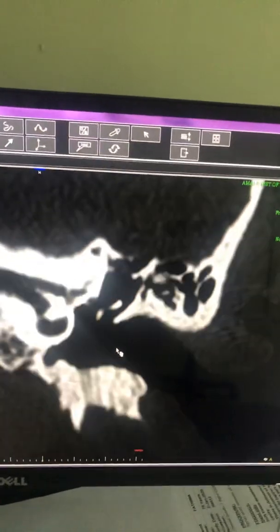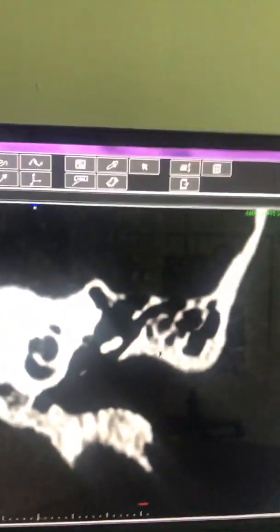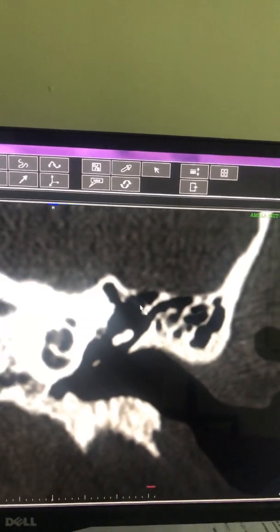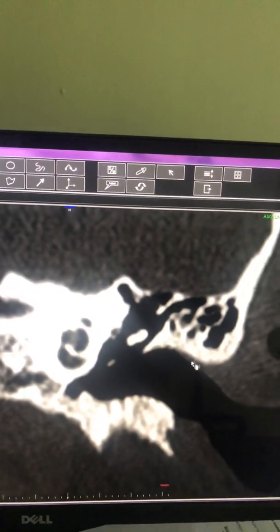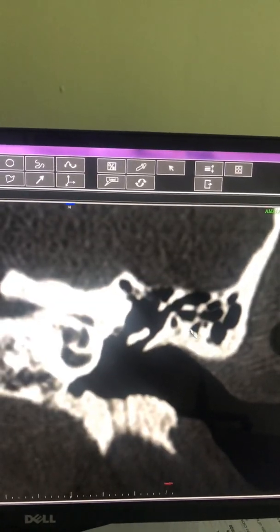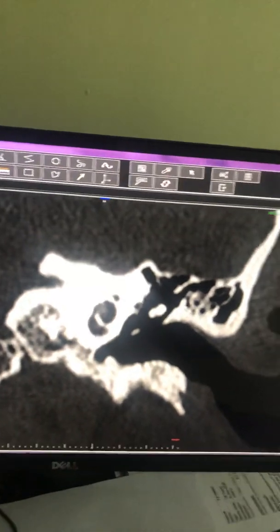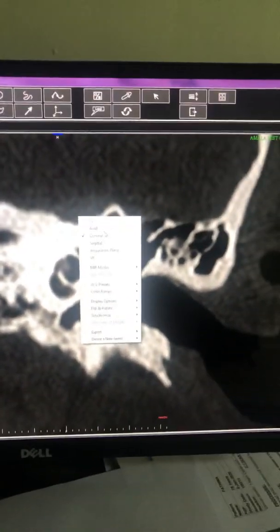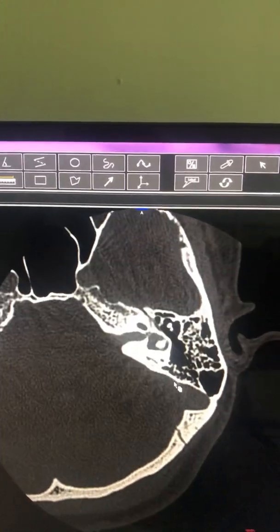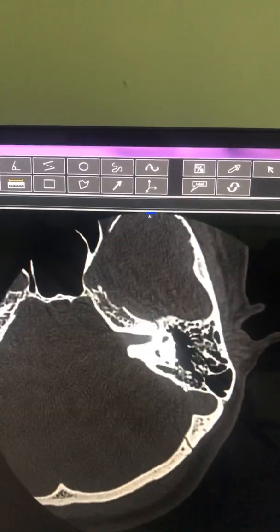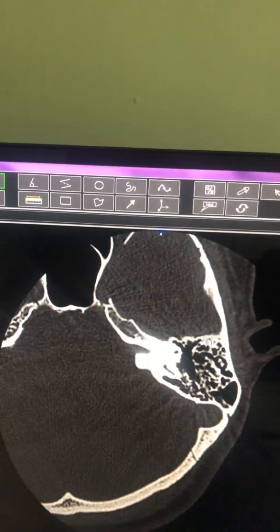Something which is very easy to adjust and see is the tegmen tympani. This is the thin top bone which separates the ear from the rest of the brain. If the tegmen tympani is dehiscent, it should be reported. It is easier to see in coronal images, but also in axial sections it can be seen. As I told, we need to go up. So this is the ice cream cone. We are going up, we are seeing air. So this is the upper part, and this part is the tegmen tympani.